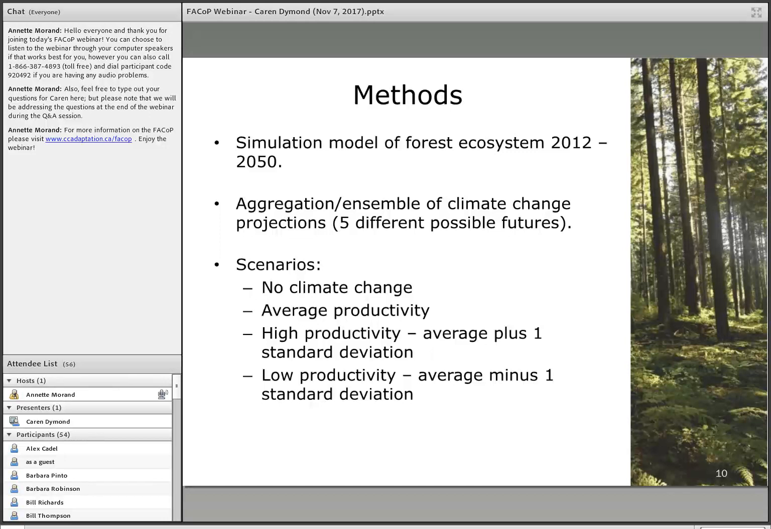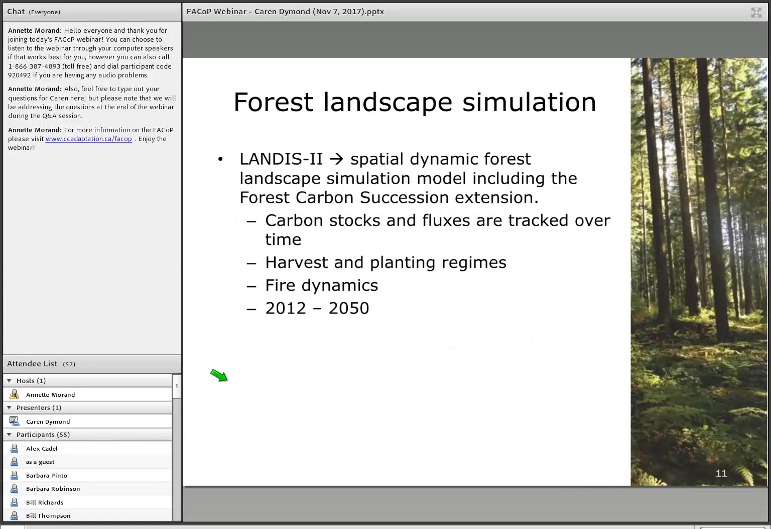So we took an ensemble or aggregation approach to those 5 different possible futures. The scenarios that we modeled are no climate change, so the productivity in the future would be like the past, the average productivity from those 5 possible futures, and then a high and a low, just to basically try to understand the bounding box of possible futures in this landscape.